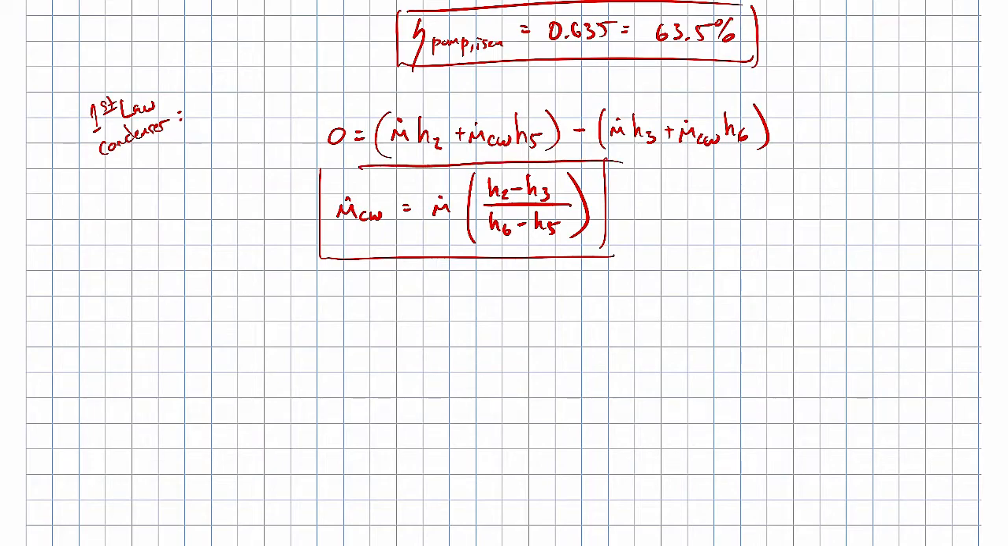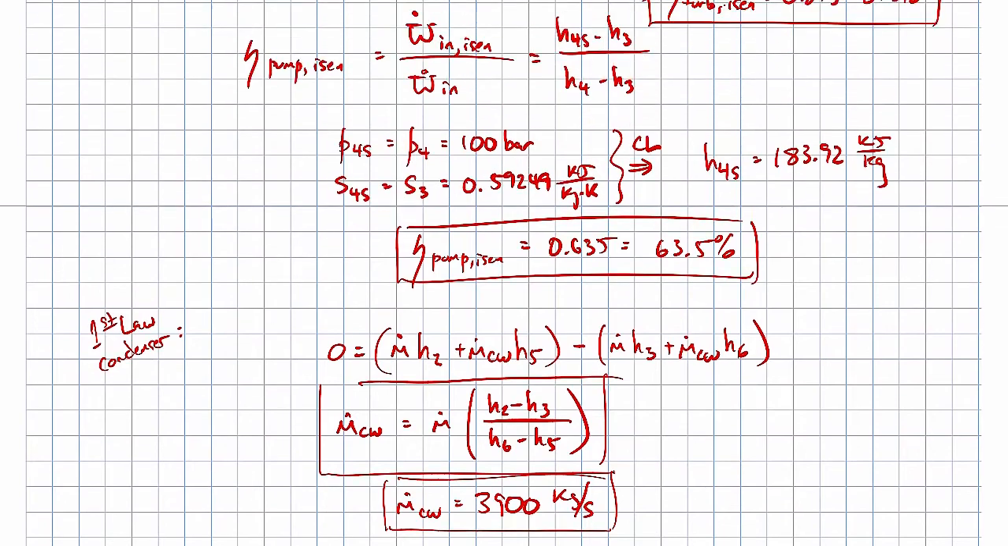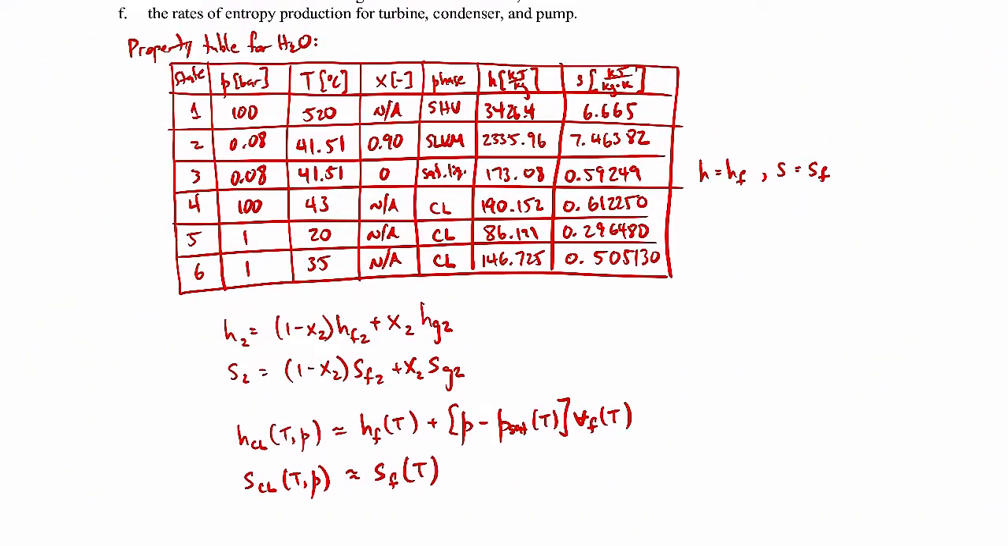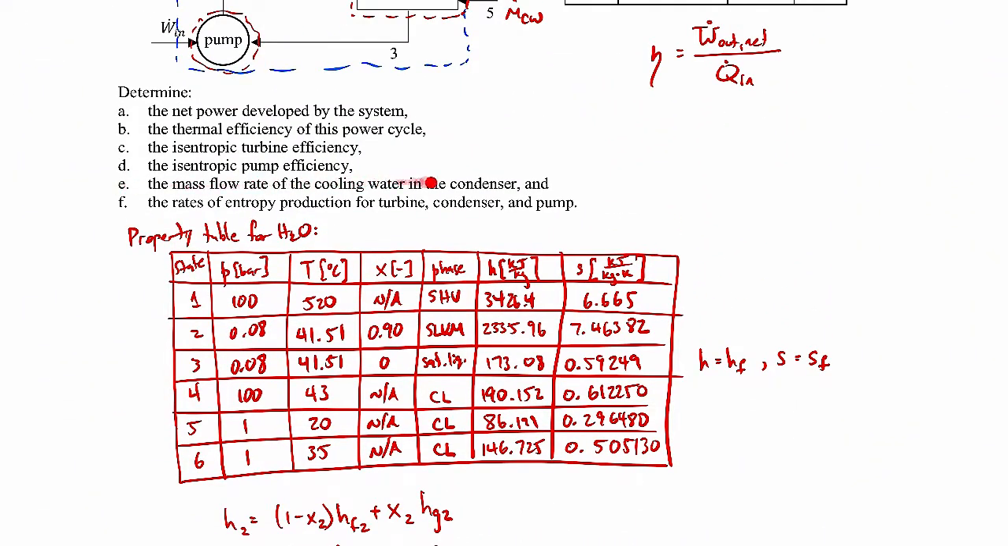So this comes from a first law analysis. We've evaluated all of those specific enthalpies, and we're given the mass flow rate coming in, so we can find the mass flow rate of the cooling water, and it comes out to be a big number, 3,900 kilograms per second. A lot of cooling water there. So there is that part of the problem. So we've now done part E, just an application of the first law.